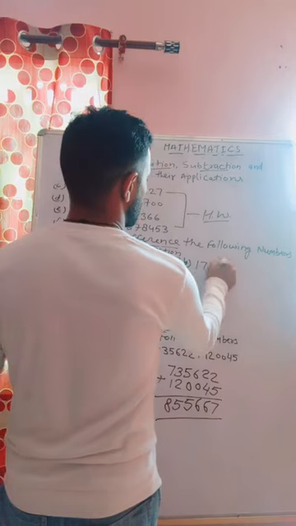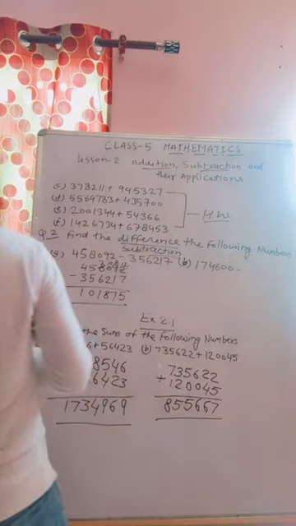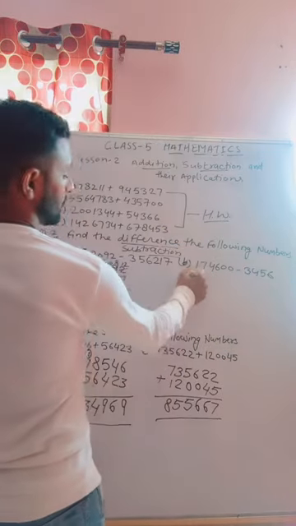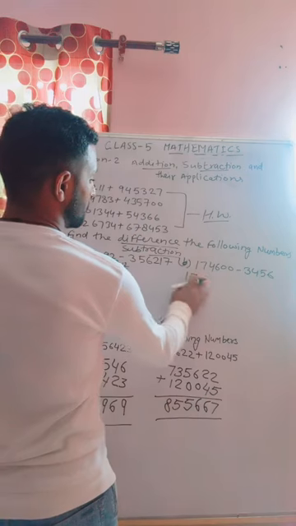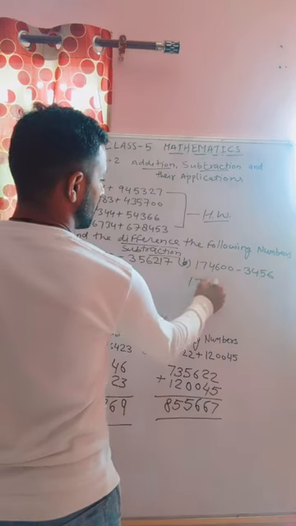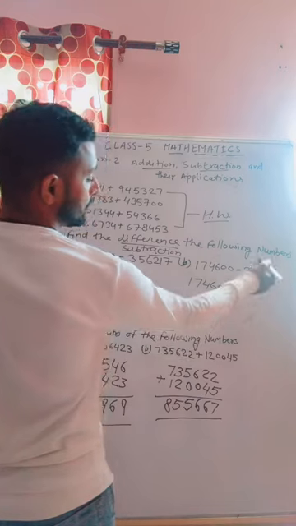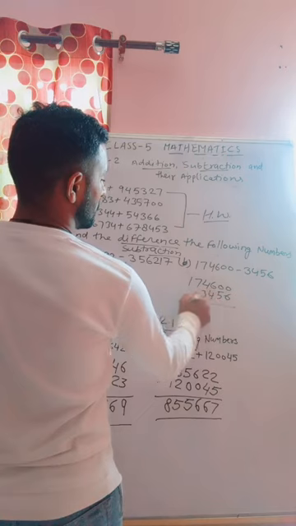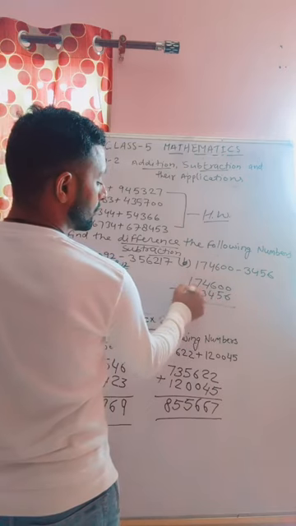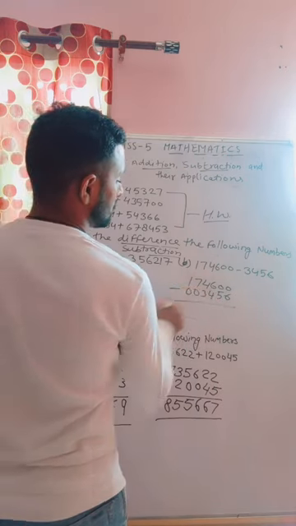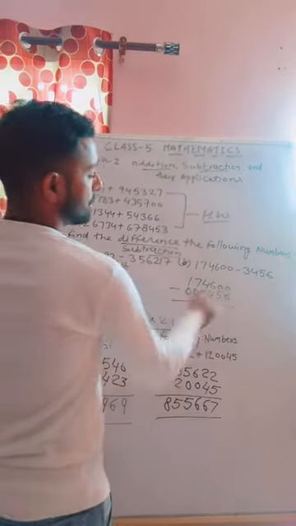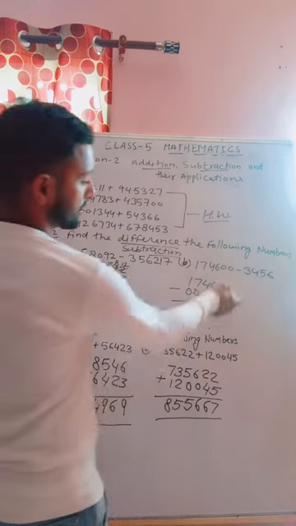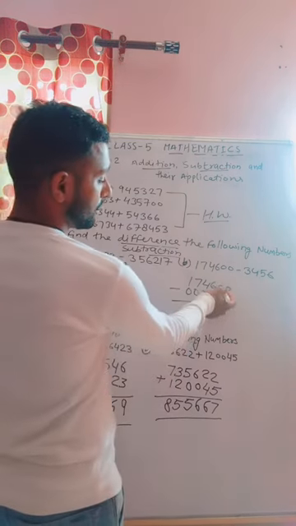1 7 4 6 0 0 minus 3 4 5 6. Okay, first arrange the numbers: 1 7 4 6 0 0, and on the other side you write 6 5 4 3. The given symbol is subtraction. No number is given, so you write 0 here. Next, 0 minus 6: 0 is the smallest number, so you cannot subtract. Borrowing from 0 is also not possible.